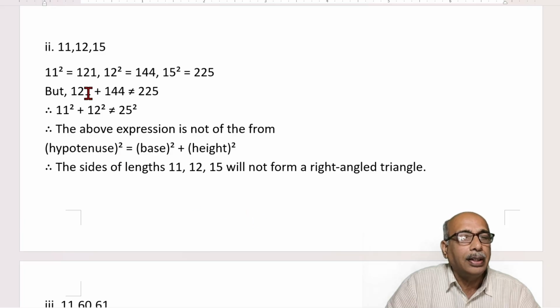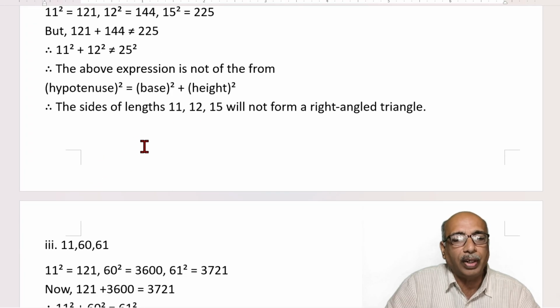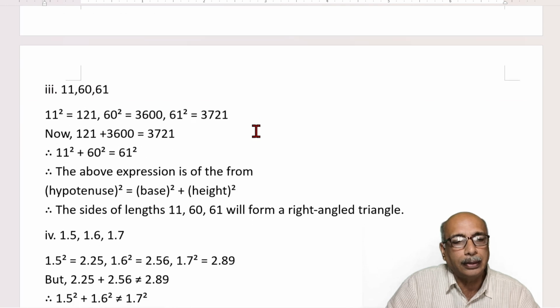Next example, 11, 12, 15. 11 square is 121, 12 square is 144, 15 square is 225, but 121 plus 144 equals 265, which is not equal to 225. Therefore, 11 square plus 12 square is not equal to 15 square. Therefore, the above expression is not of the form hypotenuse square equals base square plus height square. Therefore, the sides of lengths 11, 12, 15 will not form a right angle triangle.